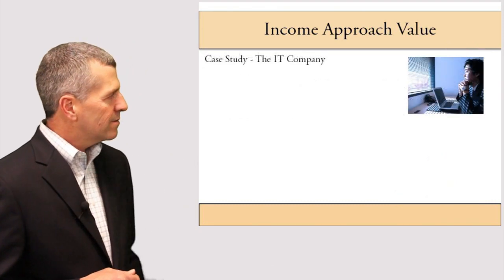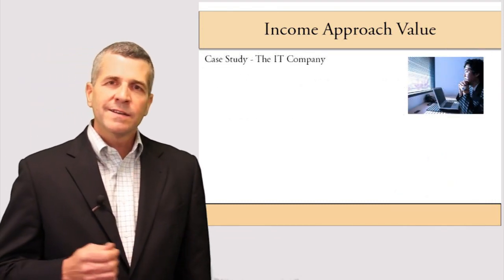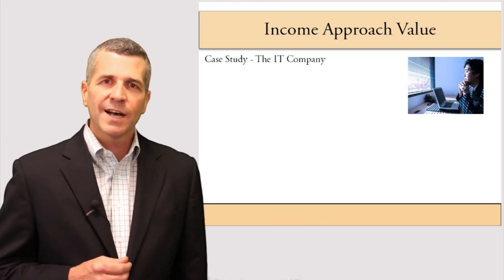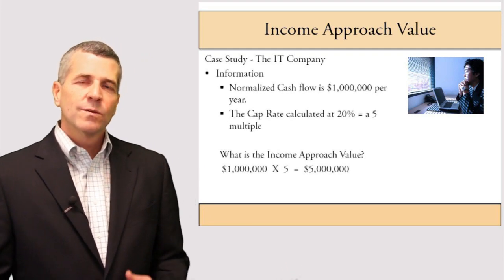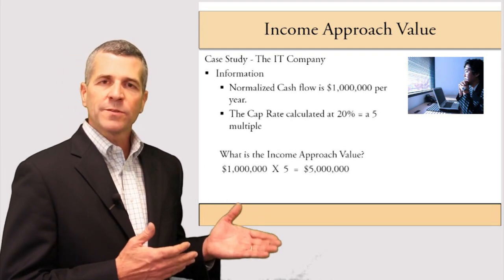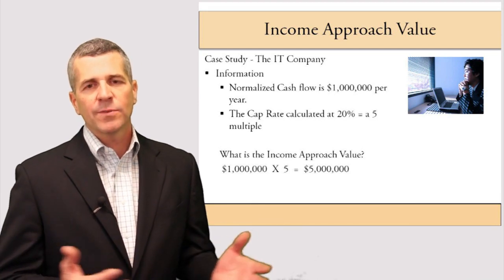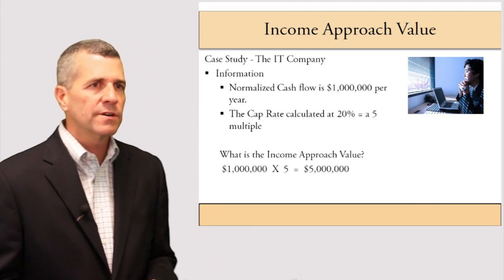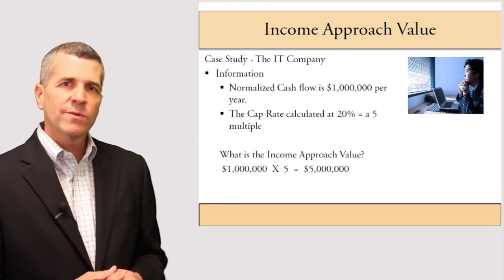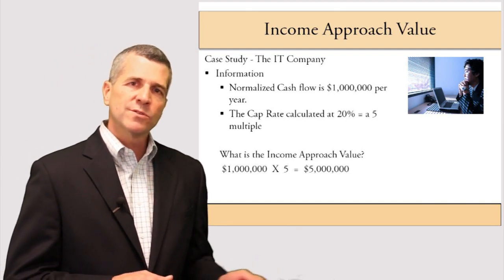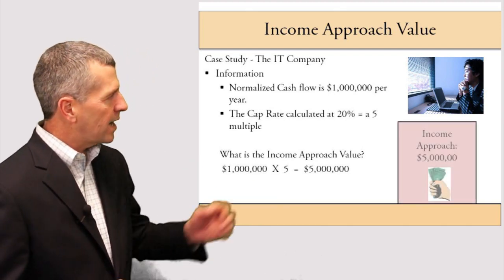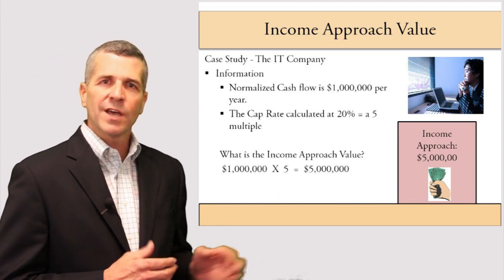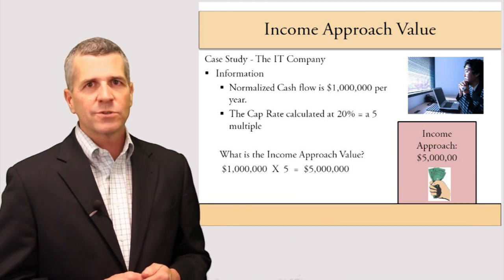In our second case study, we have an IT company. Again, an actual valuation that we did earlier this year, where the IT company has a normalized cash flow of $1 million. We go about the process of developing the cap rate, and it came up, I think, was 19.6% or something. We're going to round it off to 20 for illustration here. So we've got a 20% cap rate, which is a 5 multiple. We take the 5 multiple times the 1 million of free cash flow, and we get an income approach value of $5 million. So we'll come back to these case studies after we've calculated the second approach to value, which is the asset approach.